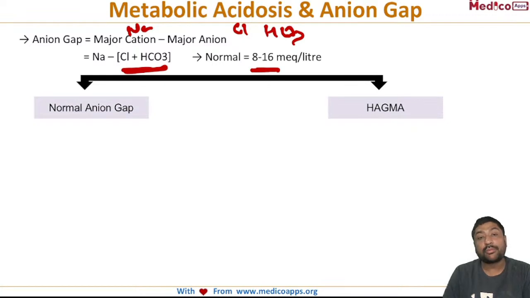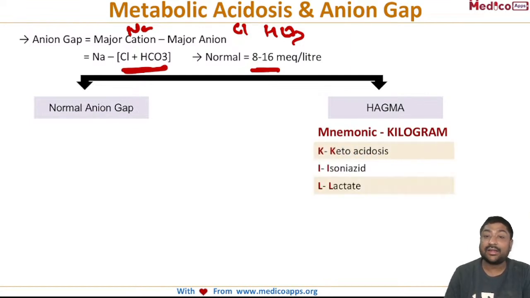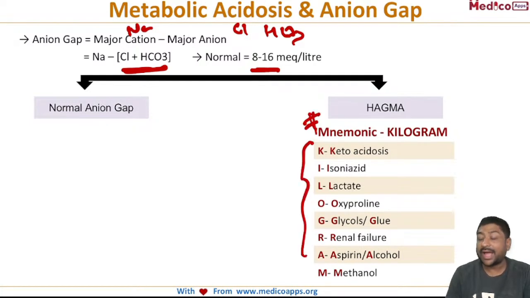There are some causes of normal anion gap acidosis, like gastric losses. Sorry, let's look at the HAGMA first. For HAGMA, the mnemonic is KILOGRAM: ketoacidosis, isoniazid, lactate, oxoproline, glycols, renal failure, aspirin, methanol. All these are important causes of high anion gap metabolic acidosis. And all these have been asked multiple times in examinations.